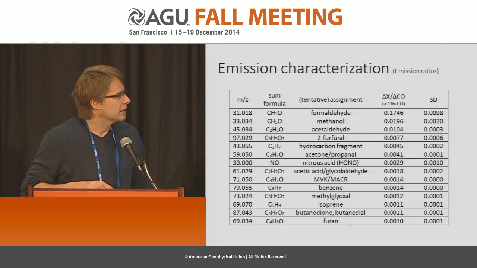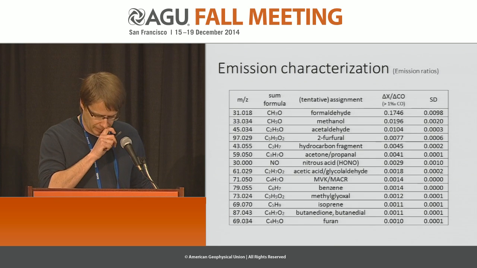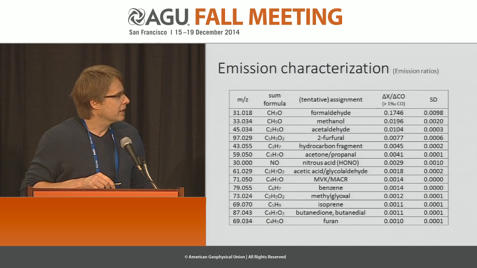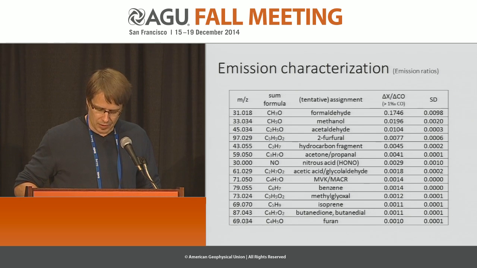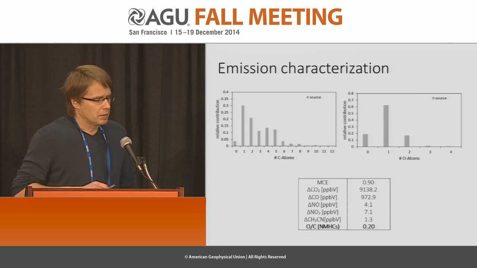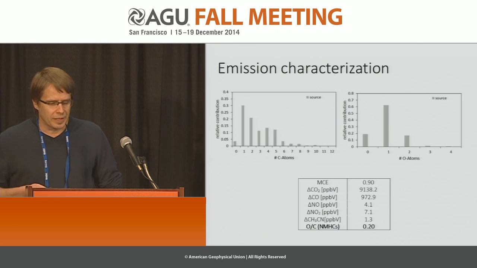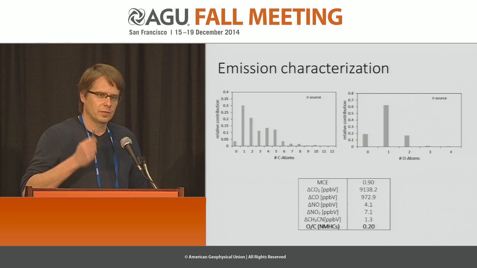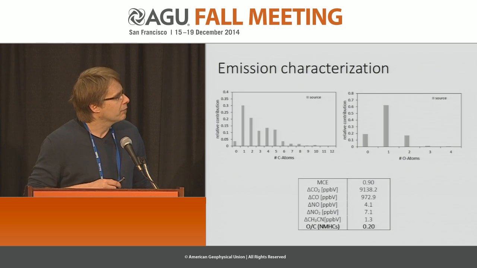I'm not sure this is the right number. I'm not sure he has used the right calibration factor for nitrous acid. I think this will come up quite a bit. Acetic acid and glycolaldehyde are isomers, so unfortunately we cannot resolve them. MBK, methacrolein, benzene, methyl glyoxal, isoprene, and some further oxygenated compounds. But even if we're not able to identify all the compounds, we can still identify the sum formula.